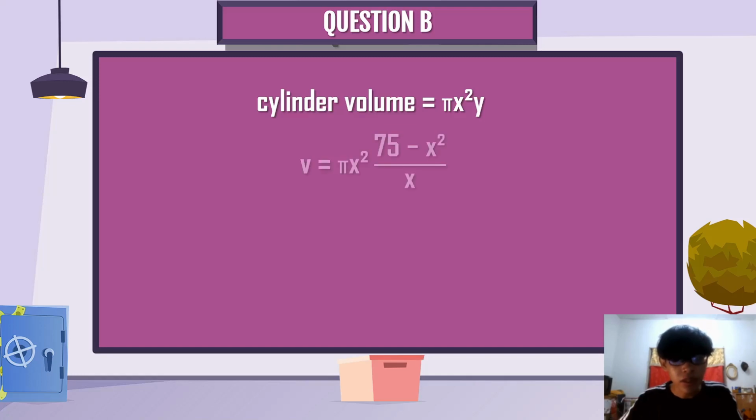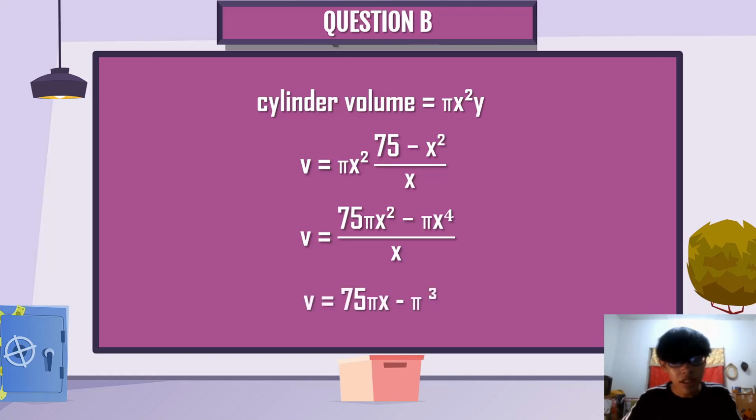Next step is to replace the y that we already got from question A into the formula, and it will become volume equal to pi x squared times 75 minus x squared over x, and then multiply pi x squared by 75 and multiply pi x squared by minus x squared and then over it with x. It will become volume equal to 75 pi x squared minus pi x to the power of 4 over x.